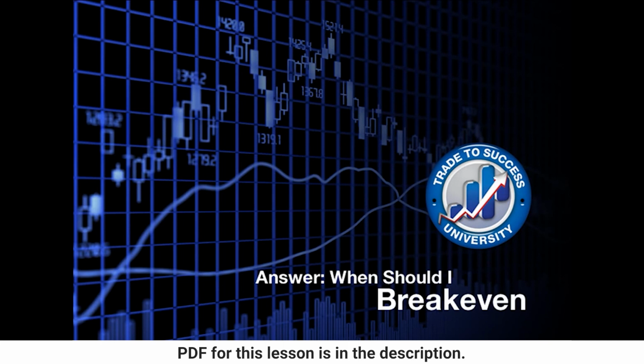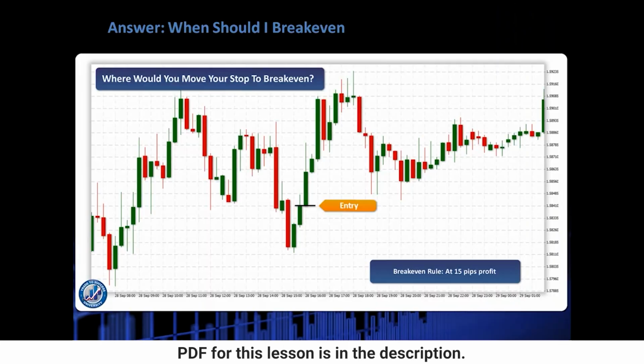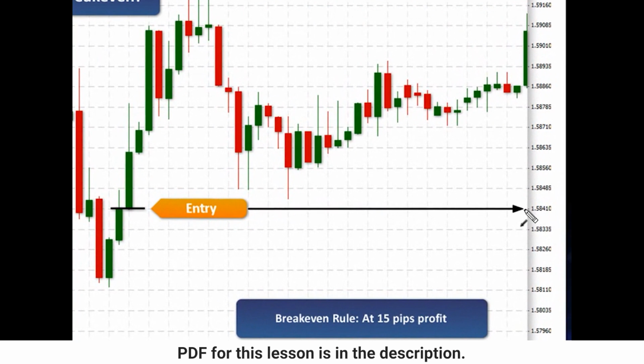Okay, so let's have a look at the answer to the chart on the previous page. So where would you move your stop to break even? Our break even rule here is 15 pips profit. So our entry price is 1.5841. So let's just remember the 41 to make it simple, the last two digits. Remember, we're only paying attention to the 4 decimal places.